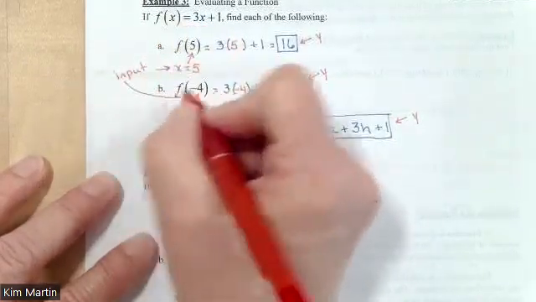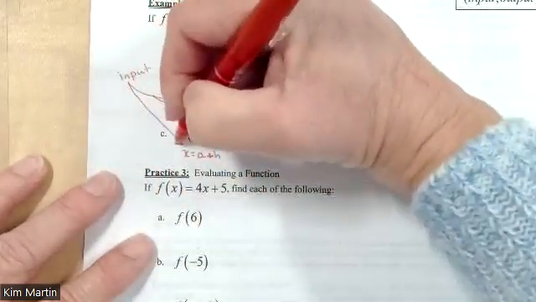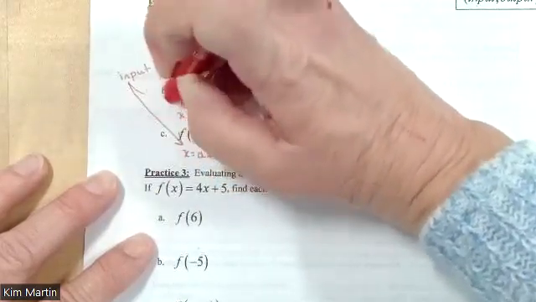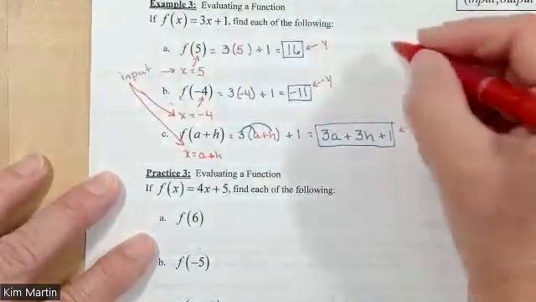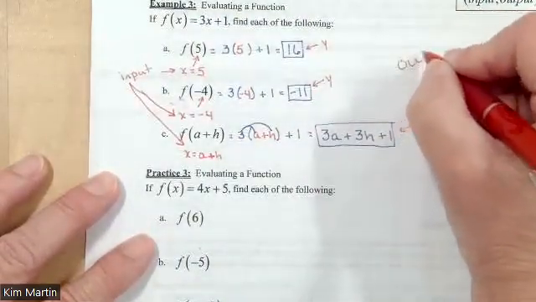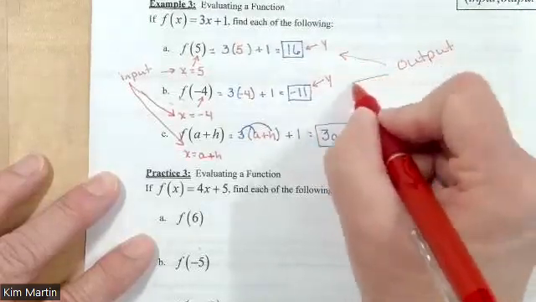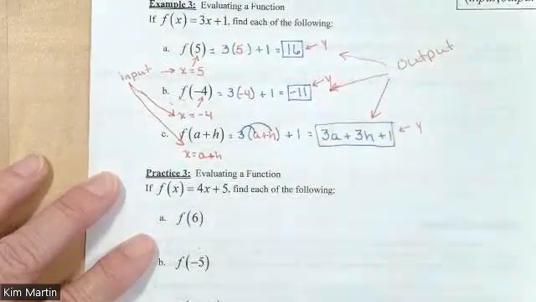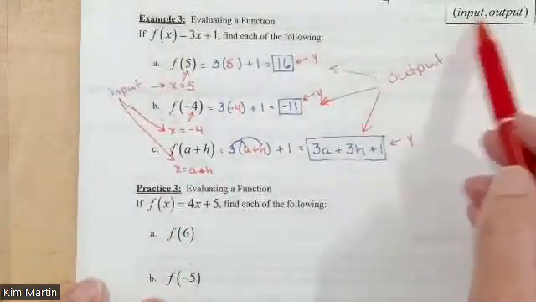Input. Input. These are all your outputs. Here, and here. Okay. Input, output. X is input, Y is output. Now, notice we even put that right here.